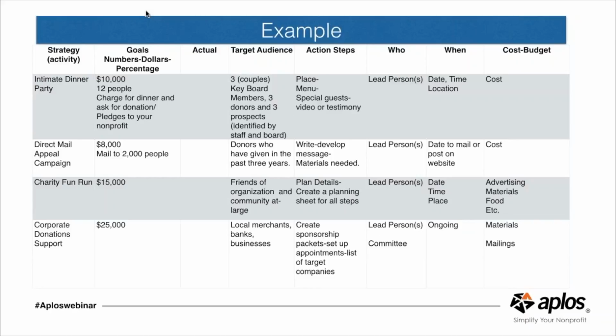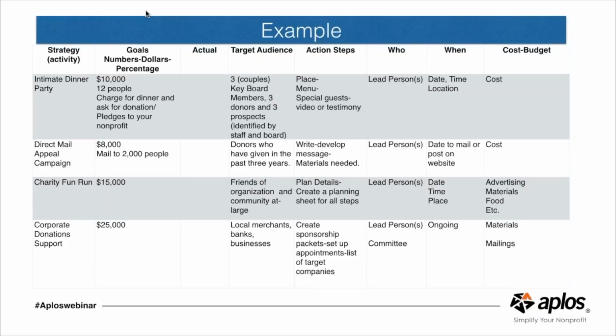Of course, the more detail you get, the more room you need, but you'll see here we're going to do an intimate dinner party. Our goal is $10,000. We're going to have 12 people, charge for dinner and ask for a donation at the end. Who's my target audience? Well, 3 couples, key board members, 3 donors, and 3 prospects identified by board and staff. By the way, that's a really effective fundraising strategy, a small dinner. And then you see here you have a menu, special guests, video, the other things you need. Who's going to do it, when, and the cost.